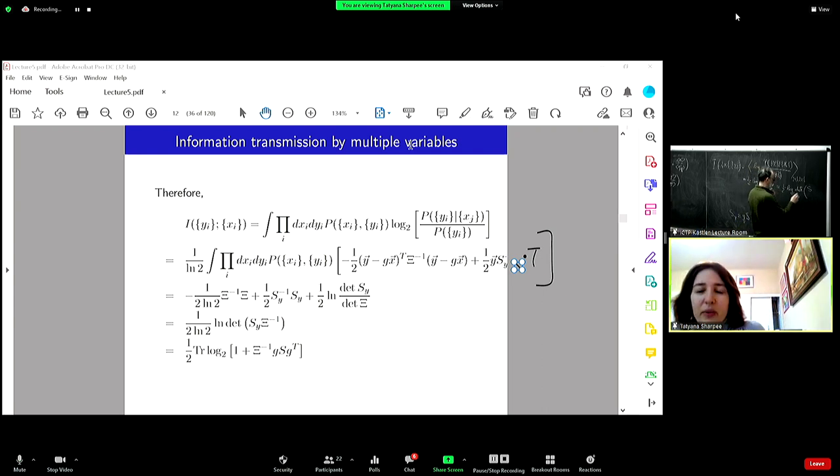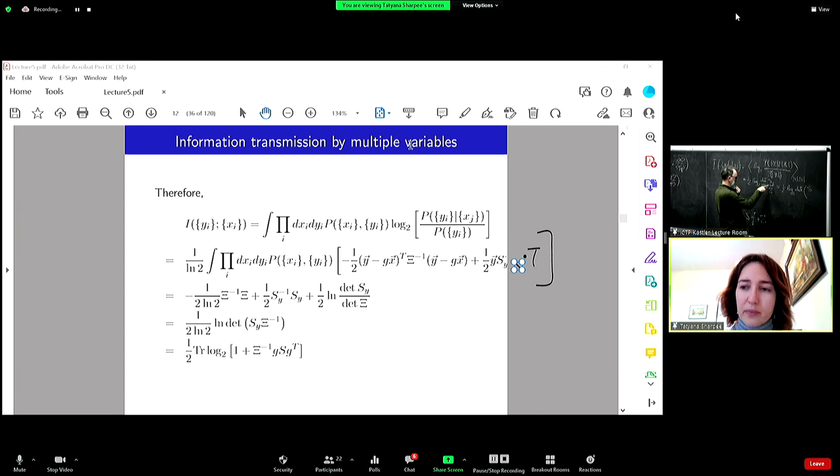Now better. So I'm just saying that the ratio of the determinants is the determinant of the ratio. And then the log of the determinant is the trace of the log, right? This is what you are using there. So this is one half times the trace of the log of S_y times this noise covariance to the minus 1.